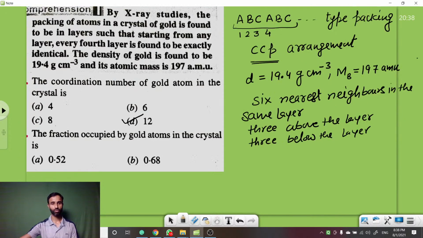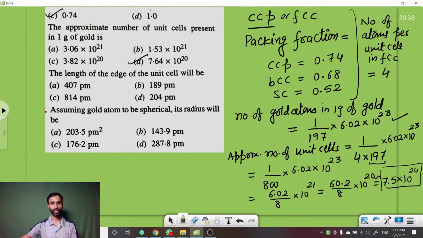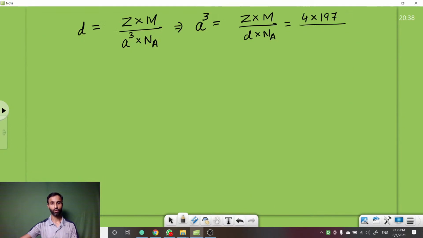Density is 19.4. Okay. 19.4 into Avogadro's number.